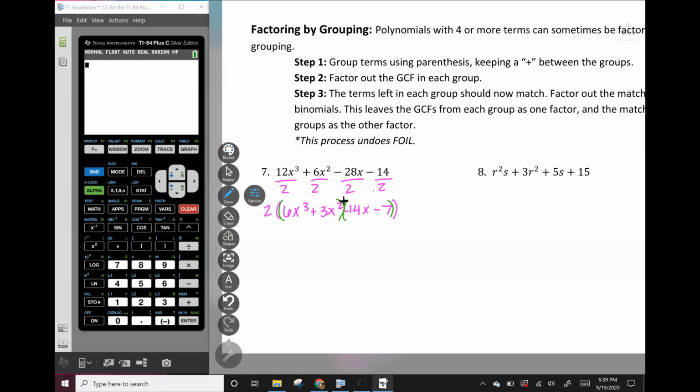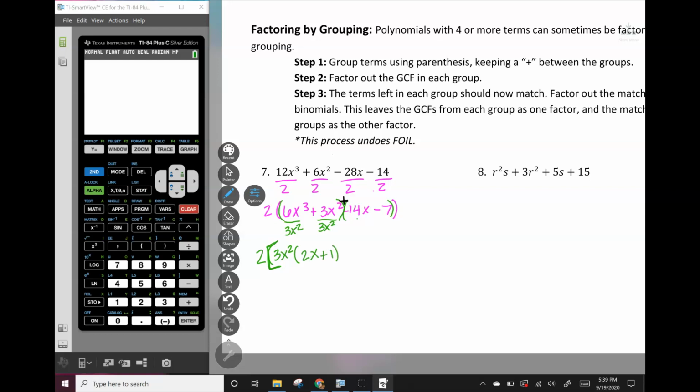Okay, so now we can move to step 2. It says factor out the GCF in each group. From this first group, you're looking for the GCF, and that is 3x squared. So take out a 3x squared here. For just a second, we are going to have multiple parentheses because I need to write my GCF right there, but it's not part of this 2 GCF. If you want, you could make this into a square bracket. Okay, that leaves me with 2x plus 1.